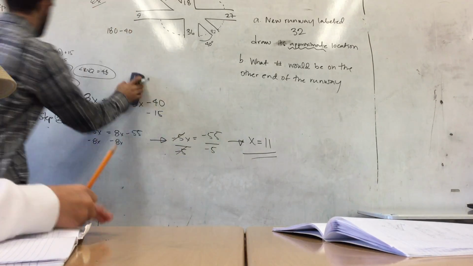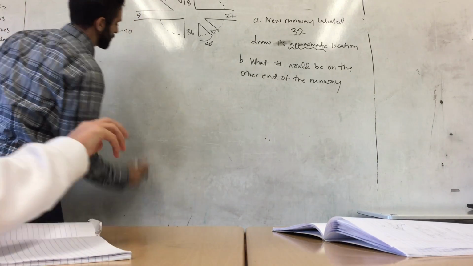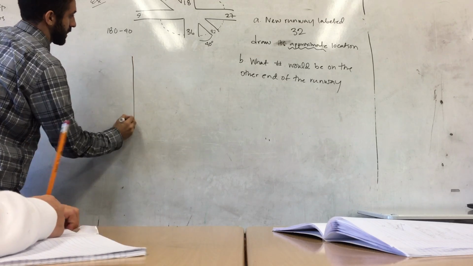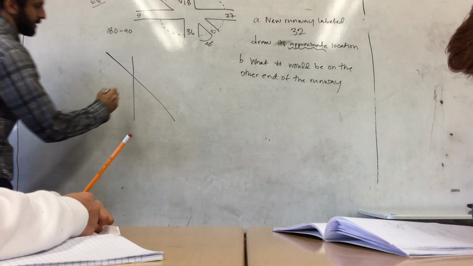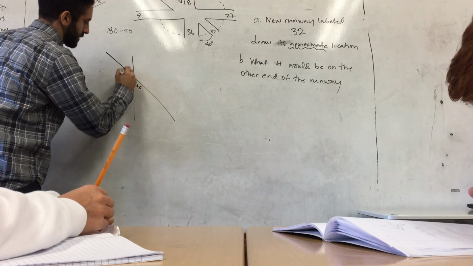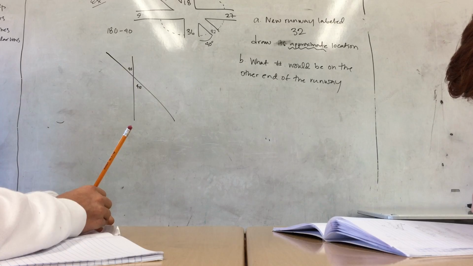To make it a little bit easier on your eyes, we can actually draw it just like this with lines. If this is 40 degrees, then this is also 40 degrees. Everything's also 40 degrees.